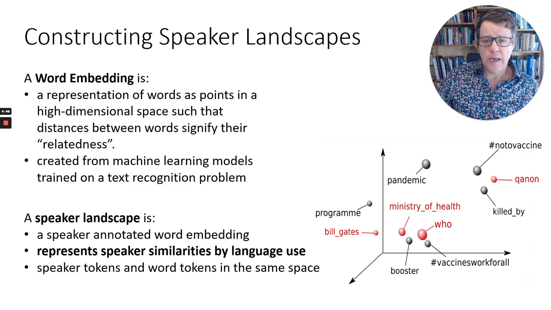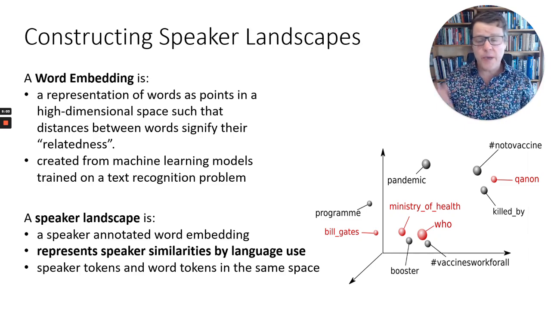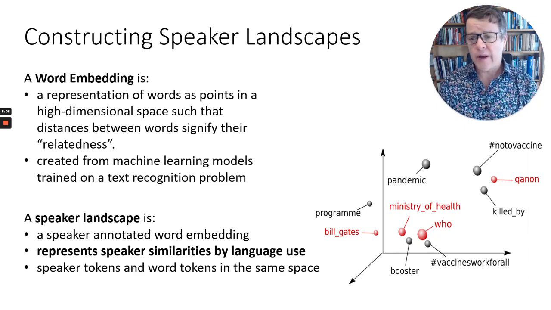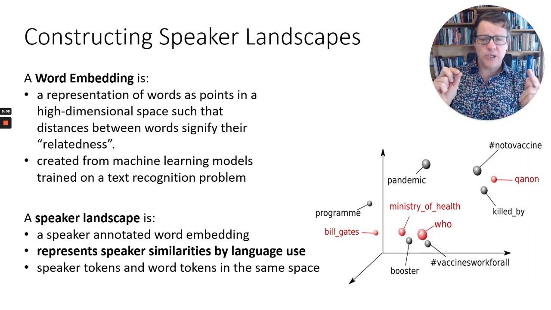And essentially what a word embedding is, if you look at the second bullet point there, you train a machine learning algorithm on a text recognition problem. You can feed the algorithm vast quantities of text, the whole of Wikipedia, Google Books, whatever. And it will basically read little windows of words and try and predict the next word. And so it recognizes how words are used. In other words, the context within which words are used.